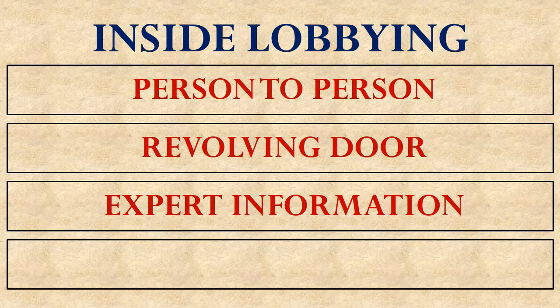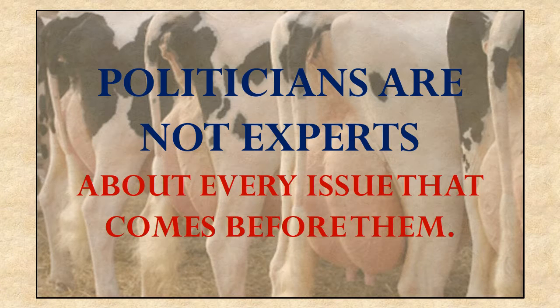The third feature of inside lobbying to discuss is the idea of expert information. Politicians are not experts on everything that comes before them. There will be lots of bills that will be proposed that will come up for votes that members of Congress have no idea whether they're good ideas or not.